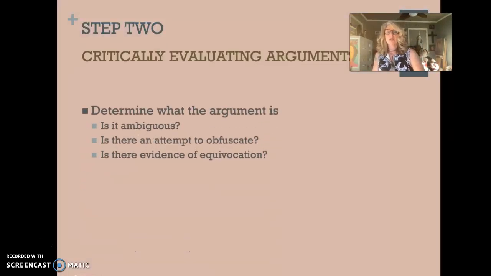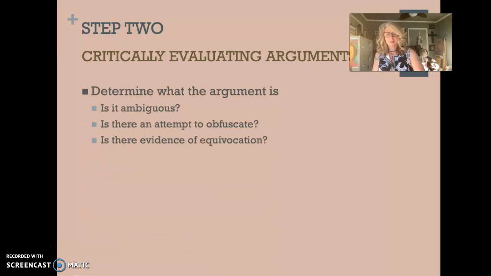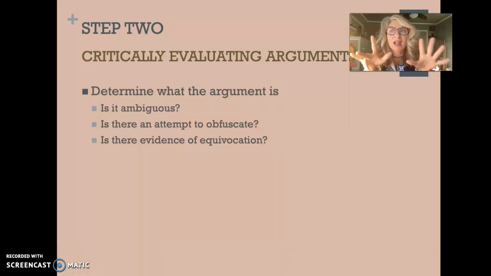All right, critically evaluating the argument. How do we do this? One of the things you want to ask yourself is, is the argument clear? Ambiguous means it's vague, it's not clear, it's maybe a little murky, it's not specific. They're not pointing out specific things, right? When you're critically evaluating the argument, you are then able to come up with those questions that you're going to ask them, right?